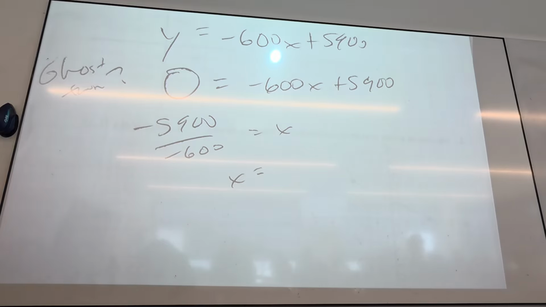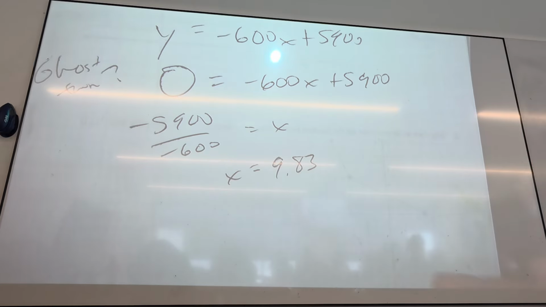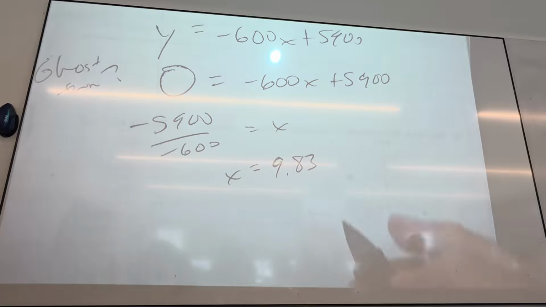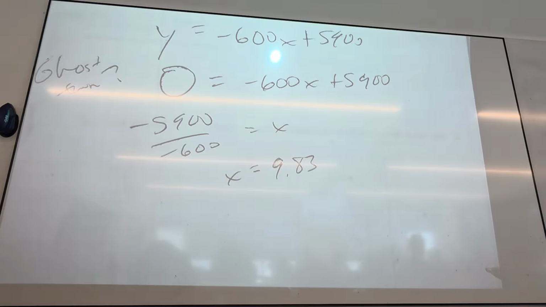And what do you get, Jeff? 9.83. 9.83? Sounds about right, to be honest. No, 9.16, I think. No, that's the other way around, Jeff. Yeah, 9.8333.